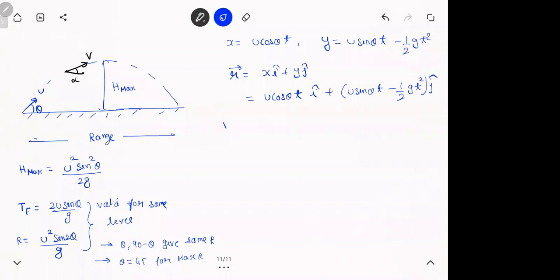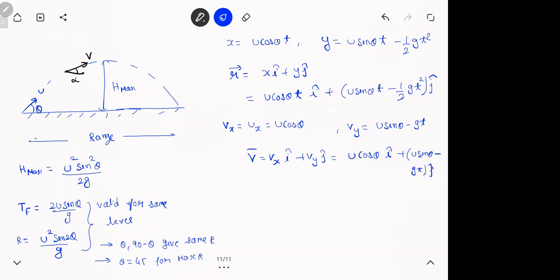So velocity vx will be ux, which is u cos theta only, whereas vy is u sin theta minus gt. So if someone asks you to find the velocity vector, which is vx i cap plus vy j cap, that will be u cos theta i cap plus (u sin theta minus gt) j cap.